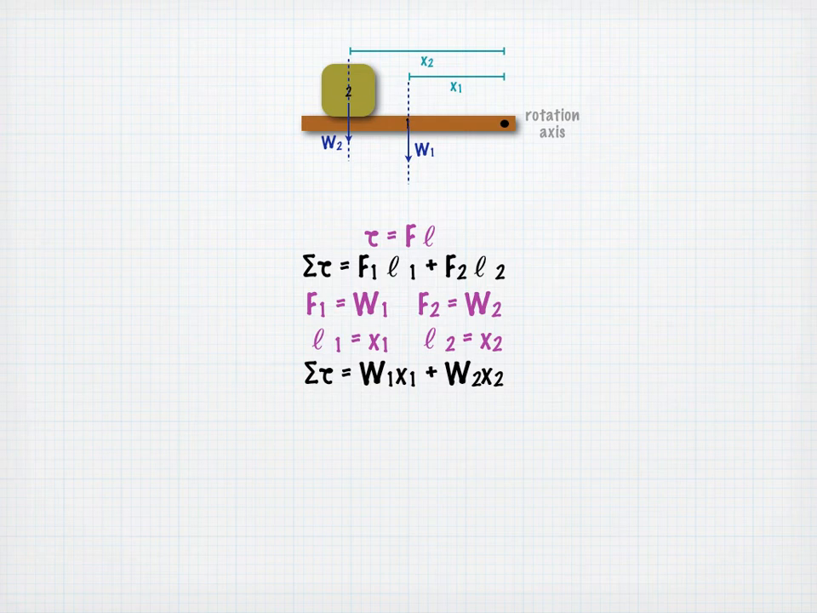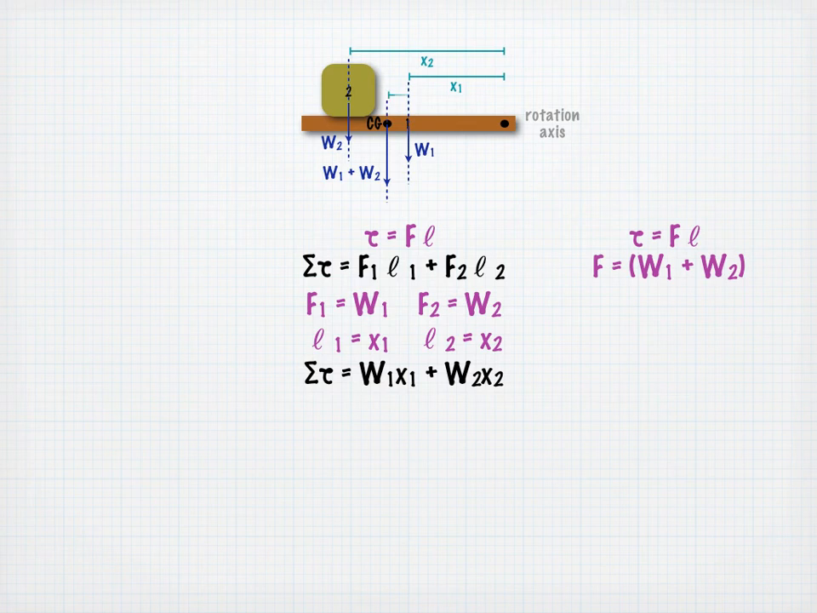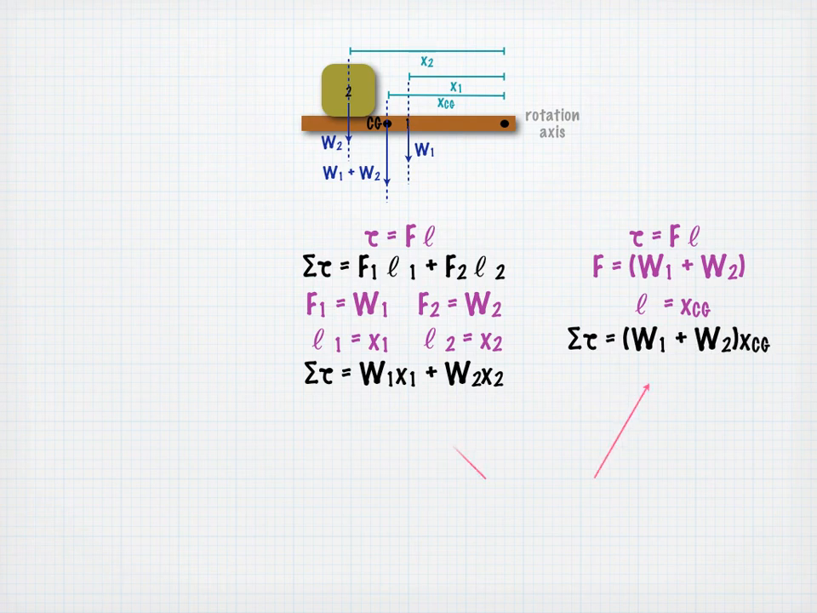You can also find the sum of the torques by treating the system as one object, so that the combined weight is located at the collective center of gravity. For this case, our force would be equal to the combined weight of the two objects, and our lever arm would be at a position xcg for the position of the center of gravity. Plugging these in for the sum of the torques gives us this expression. Both of these are true, which means that they are equal to each other.